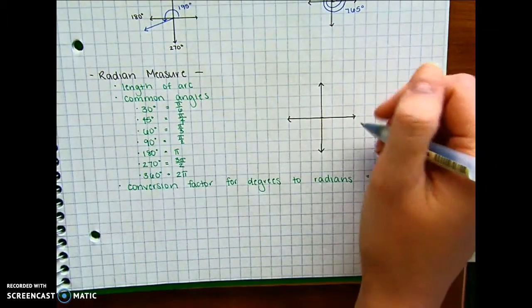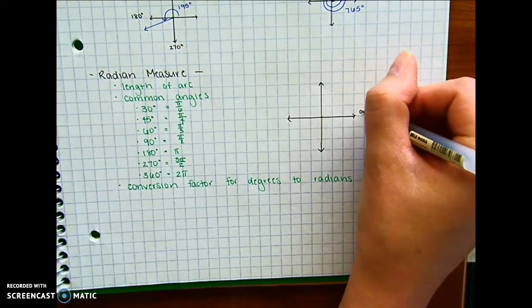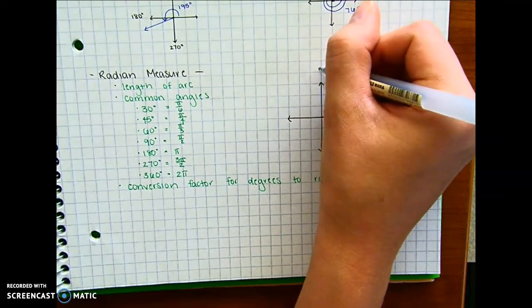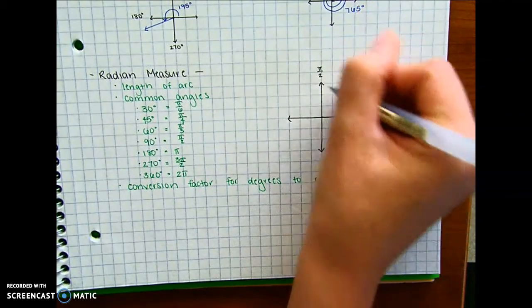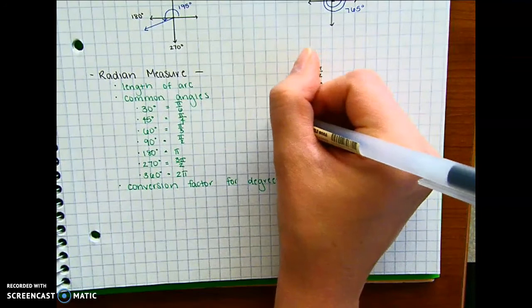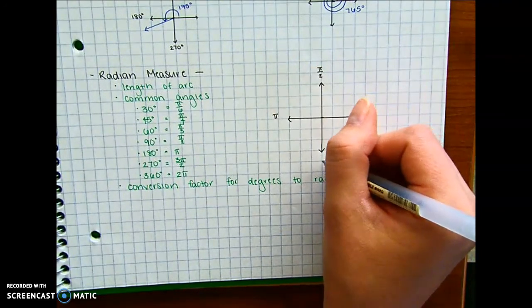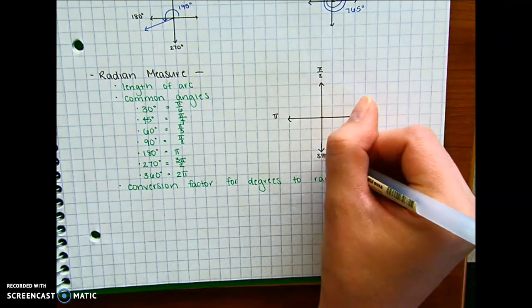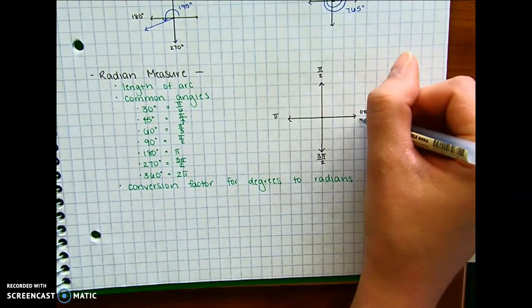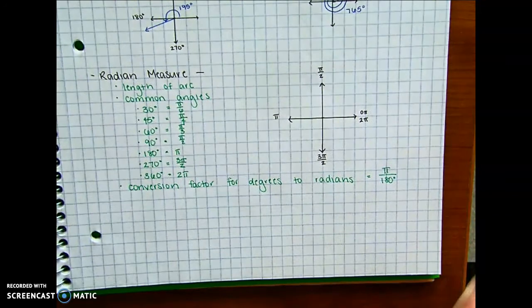So here we have 0 pi. Here we have pi over 2, going all the way around. It's pi, 3/4 is 3 pi over 2. And then all the way around the circle would be 2 pi.